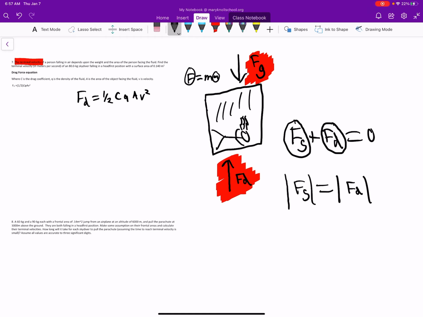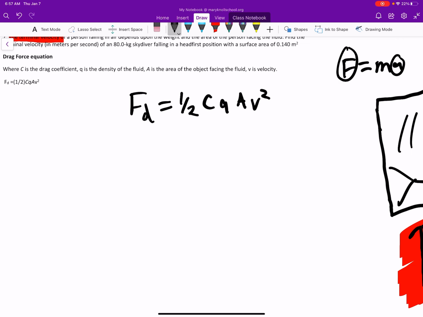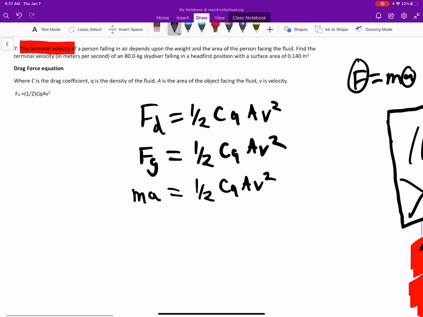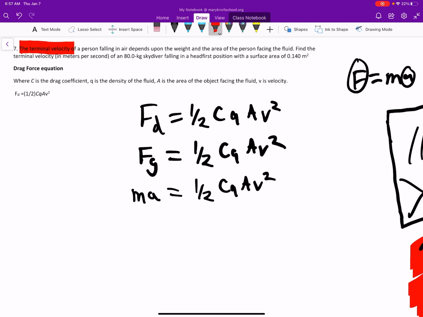And so what I'm going to do now is replace this force drag with 1/2 CρAv squared. And then I'm going to also make another substitution. Force of gravity is mass times acceleration, right? We learned that from the Forces 1 packet. So that's going to be equal to 1/2 CρAv squared. So now all we have to do to find what the question is asking, which is the velocity, is just fill in all these variables and we are done.